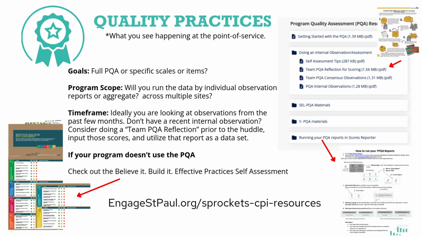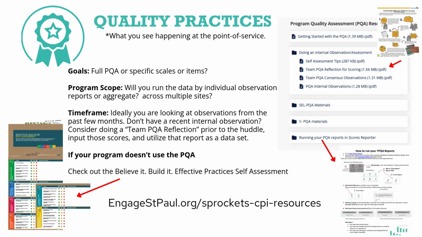Again, thinking about program scope. Are you going to run your programs by the individual observations, or you can also run aggregate reports with multiple observations or even across multiple sites? Time frame, again, you're ideally looking at observations from the past few months. And if you don't have a recent observation that's internal, hopefully you've gotten your Sprockets external observation.